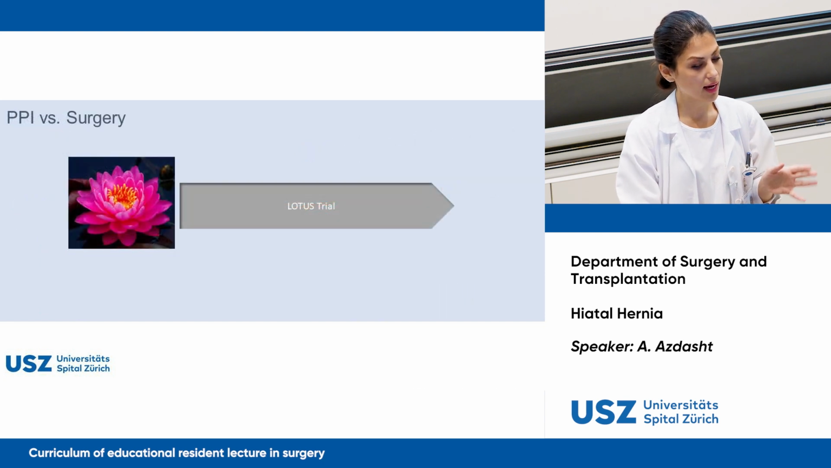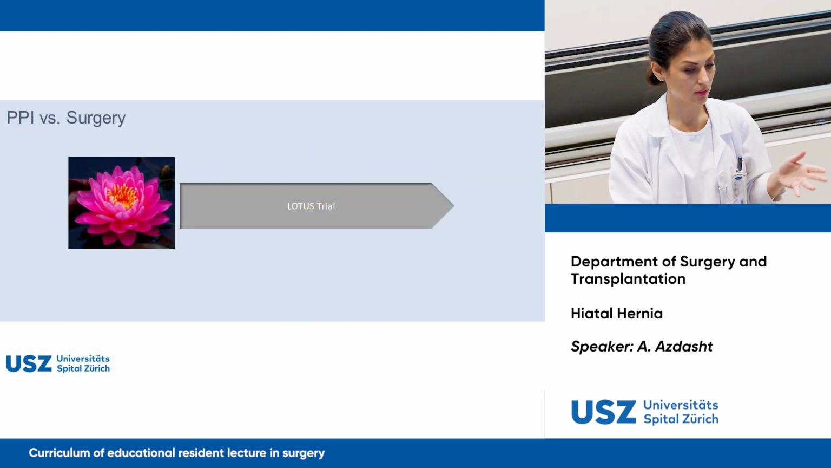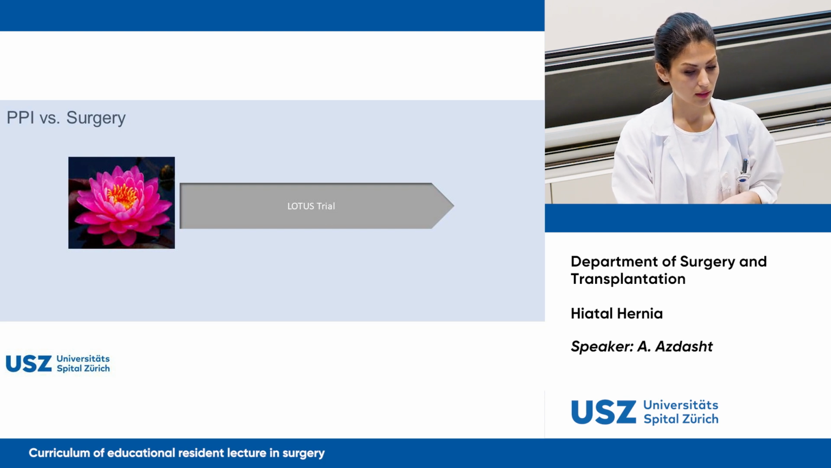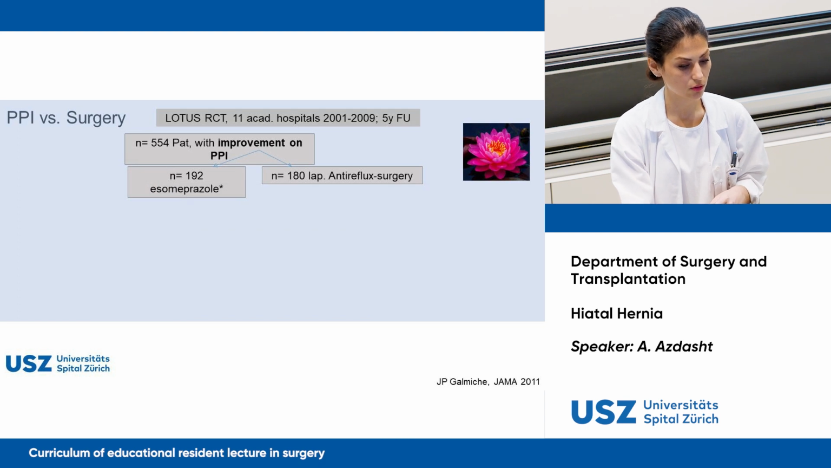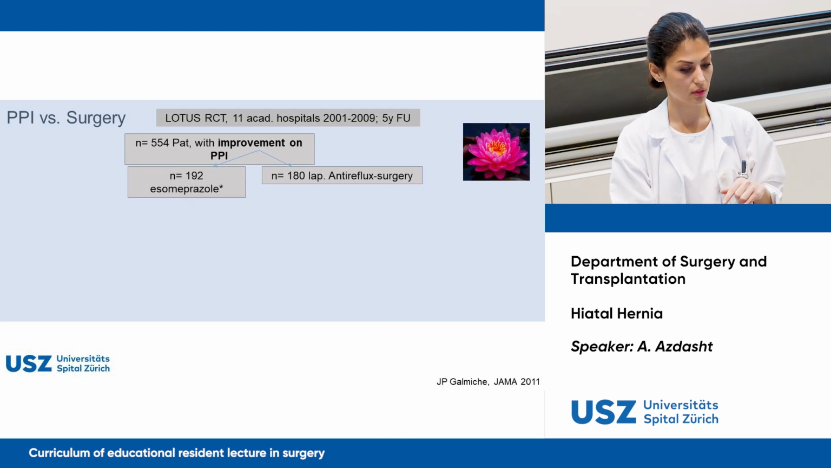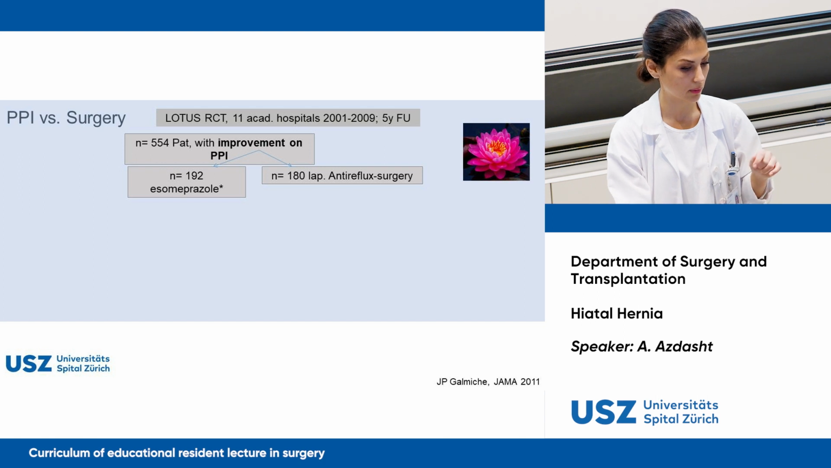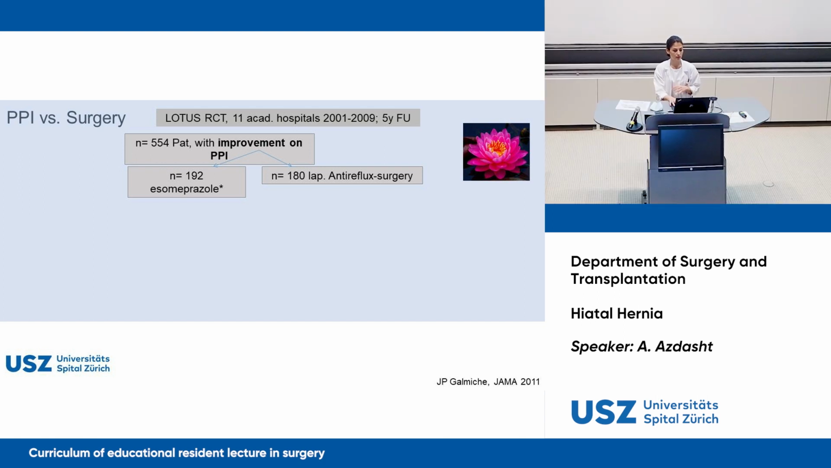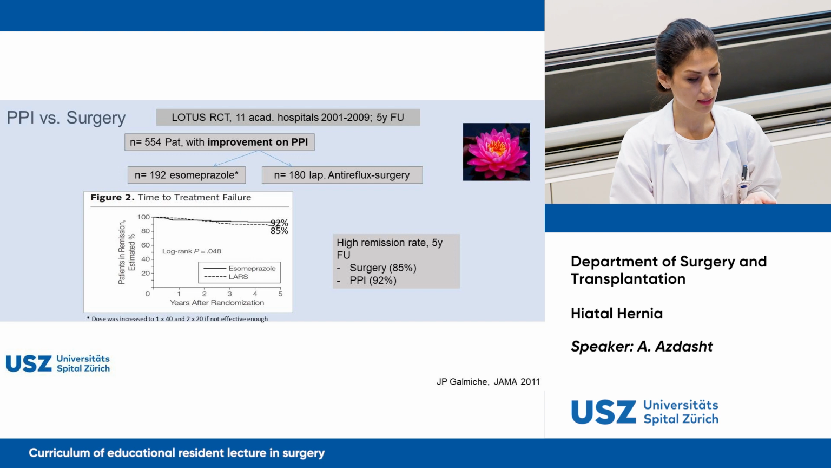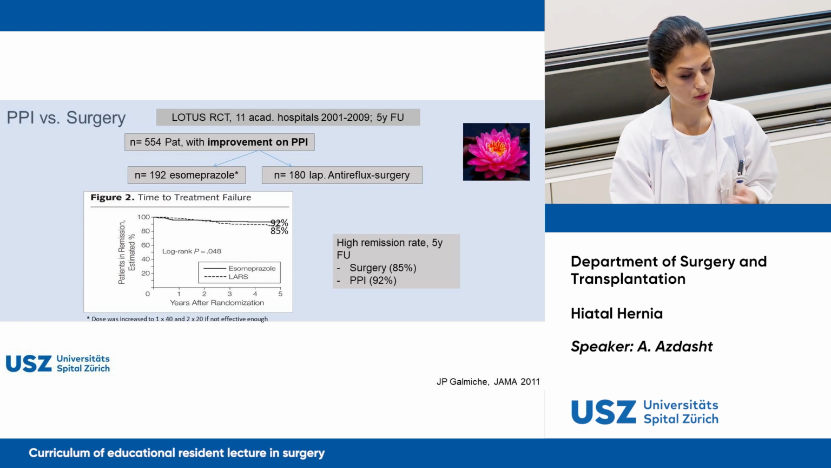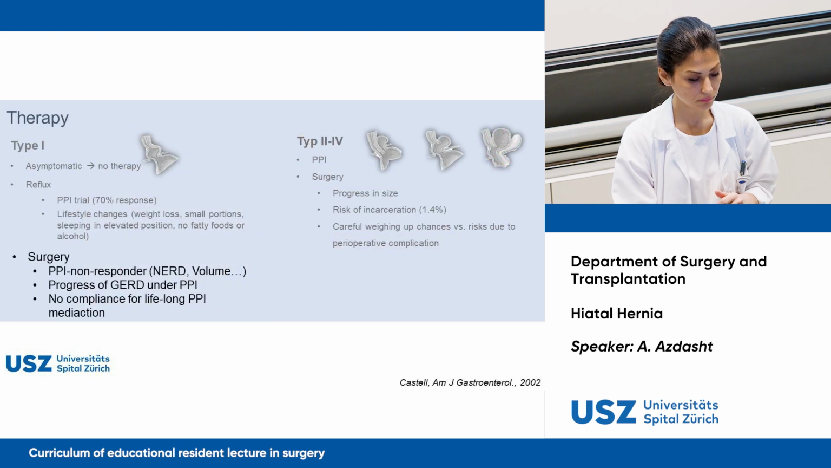So whether to do PPI or surgery, for example, in symptomatic patients of type 1, there was a known LOTUS trial. It is a randomized controlled trial that compared the two groups, one group who was administered with PPI and the other group that received a laparoscopic anti-reflux surgery. And actually both groups showed very good results with high remission rates in the 5-year follow-up. So both therapy strategies are actually comparable.